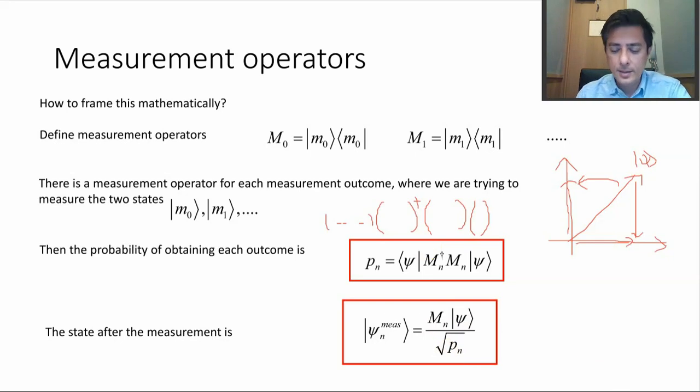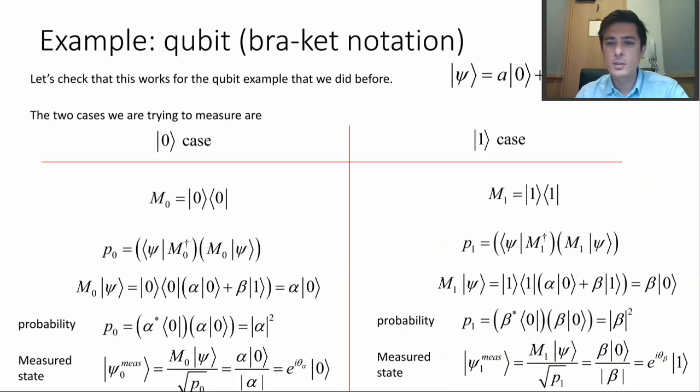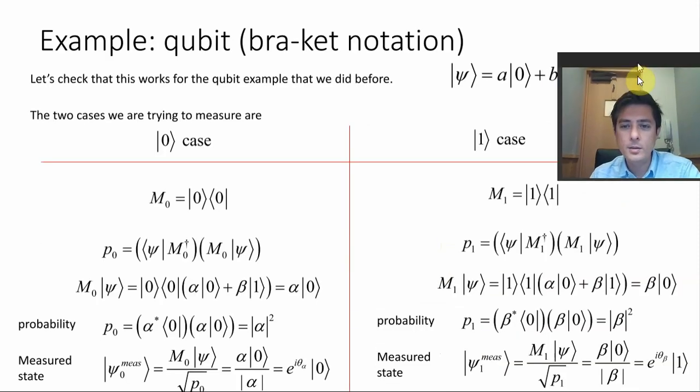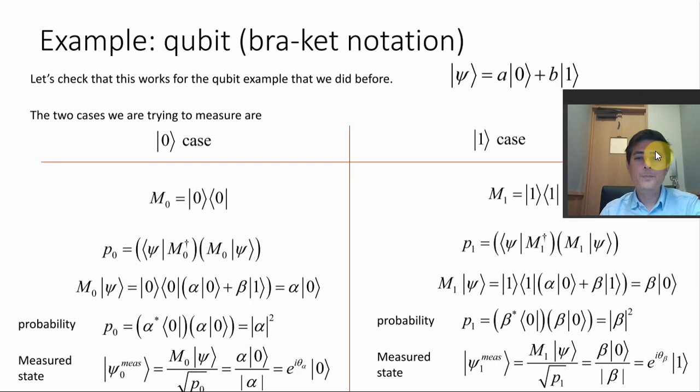Okay. So that's probably a bit formal, so let's do an example here. Suppose we are trying to measure this qubit state here, and we already more or less know the answer to this. Say we're trying to measure: is the qubit in the state 0 or is it in the state 1? Okay, so we're doing this measurement. We already know what the answer is, I already told you a few slides ago.